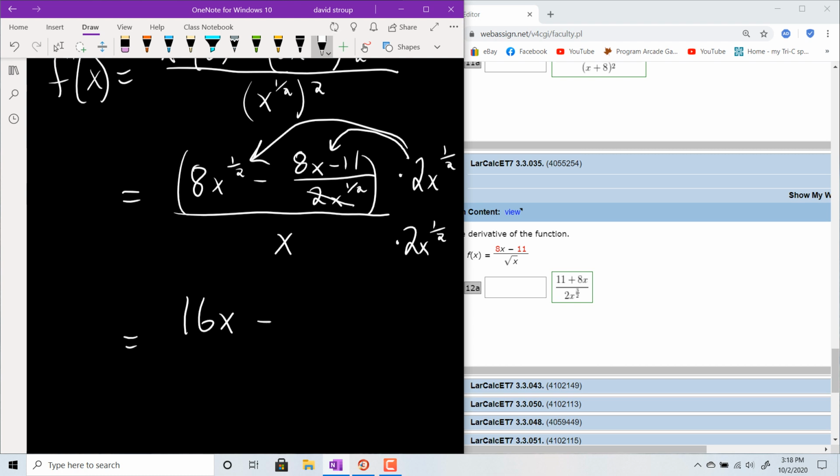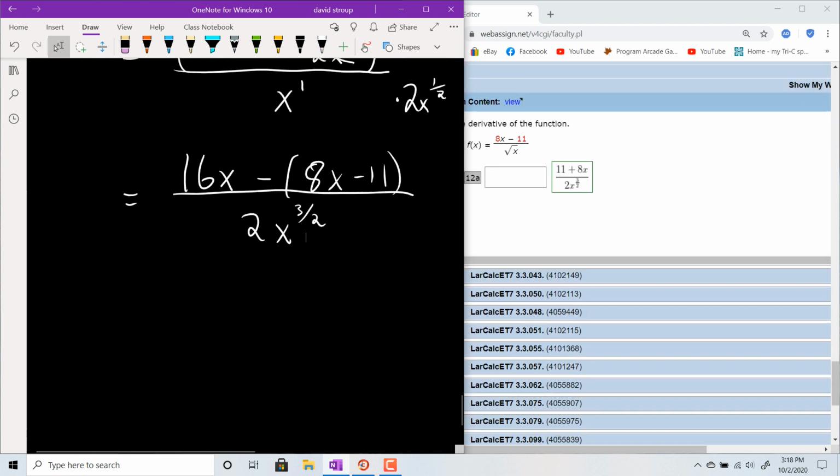So you'll just have minus 8x minus 11, and then all over 2x, and you add the exponents, because this is the product rule for exponents. So 2/2 plus 1/2 is 3/2. Okay? And we're slowly converging to the answer.